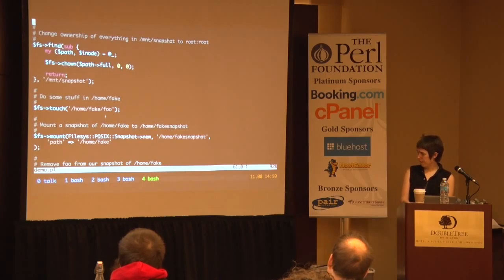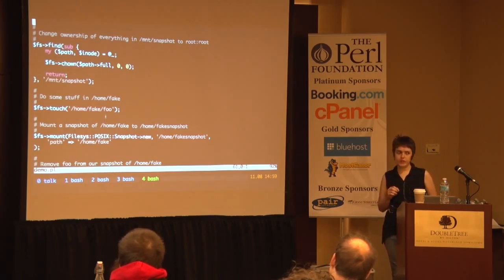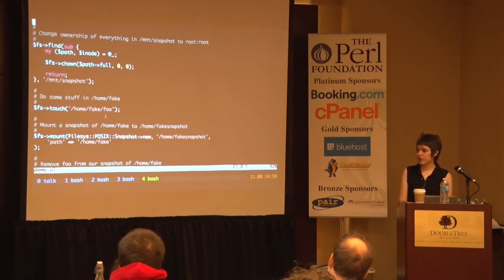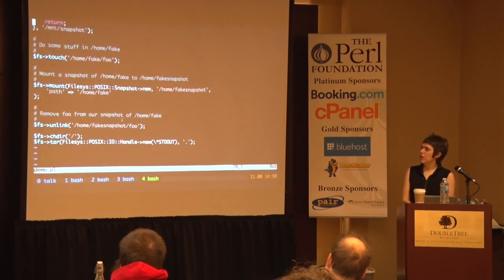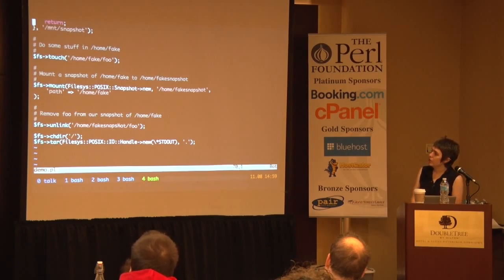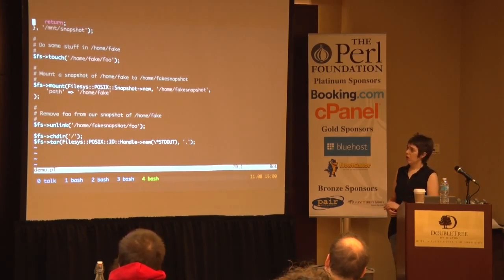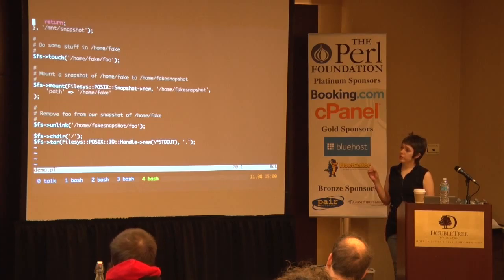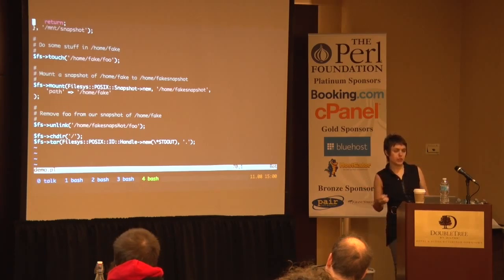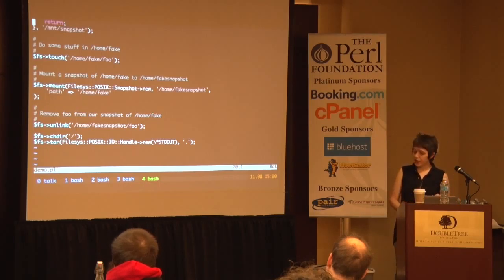I'm going to create a file in the fake portion of the file system called foo, just to prove that this is isolated to only that part of the file system. And then I'm going to mount the home fake directory as a snapshot on slash home fake snapshot. And then I'm going to remove the home fake snapshot foo file to demonstrate that changes that happen inside a snapshot are not propagated upwards to the file system or directory that I've created a snapshot on. Then I'm going to chdir. I don't actually need to chdir to the root directory because that's the default directory. And create a tarball for that.